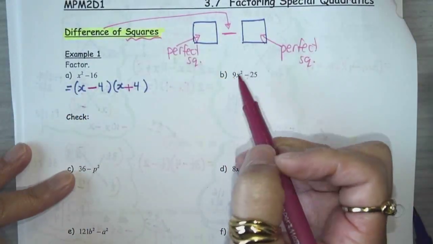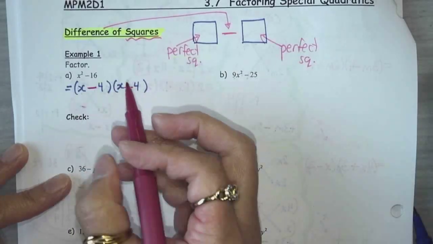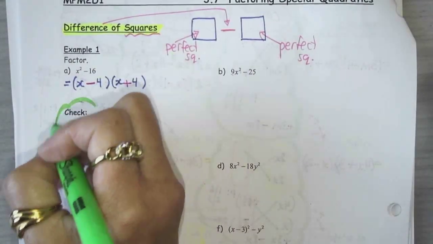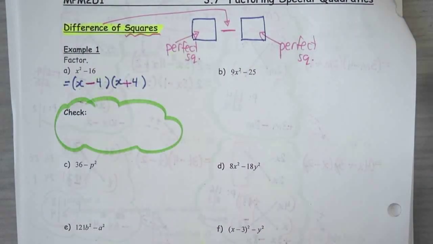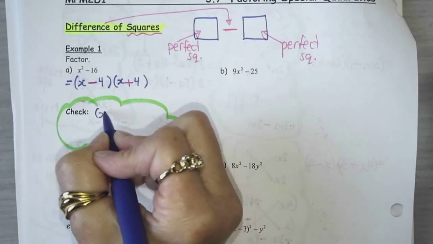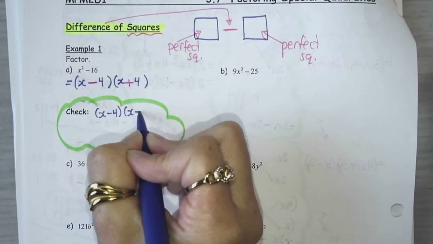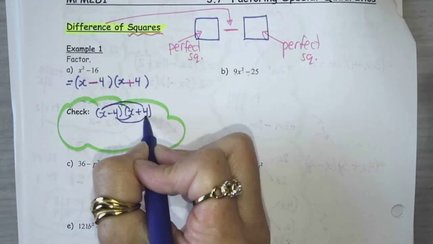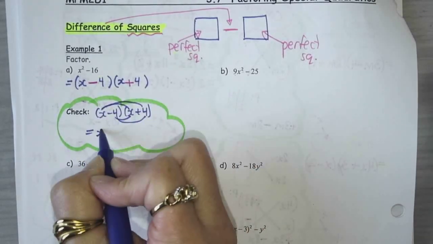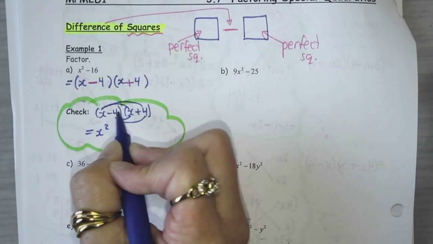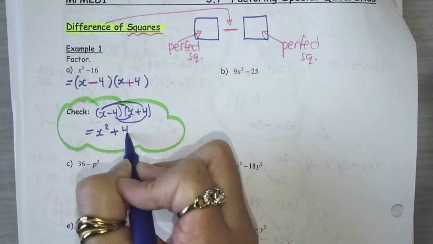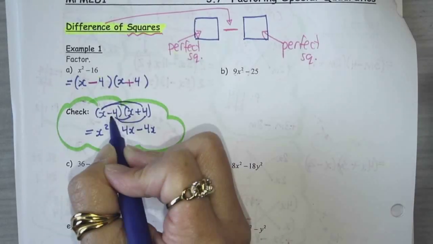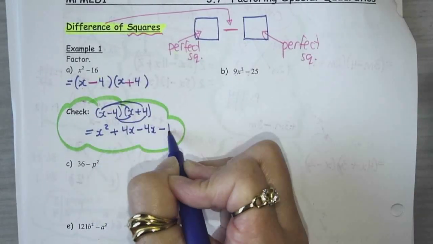The reason for this is because before, when we learned how to expand these, I'm just going to do my check. A check is optional if you want to check it. What happens is that you get x minus 4 times x plus 4. When you do your FOIL, first, outside, inside, last, first times first is x squared. Outside one is x times positive 4, which gets me positive 4x. Negative 4 times x gets me negative 4x. And negative 4 and positive 4 gets me minus 16.